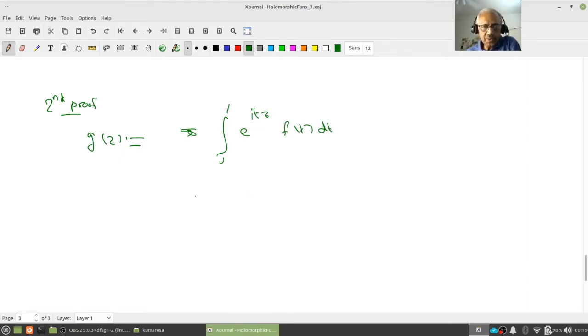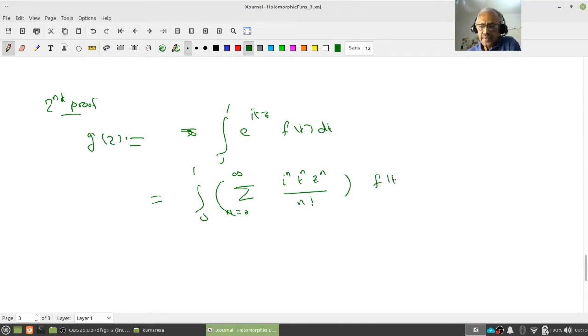Now, what do I know? e power i t z is a power series function. Therefore, I can substitute: integral from 0 to 1, summation n equal to 0 to infinity, i power n, t power n, z power n by n factorial, into f of t dt. This f of t, if you want, bring it inside. Do you follow that? Now, let us look at this series. You can think of it as c n times z power n. What is c n? c n is i power n, t power n, f of t by n factorial.